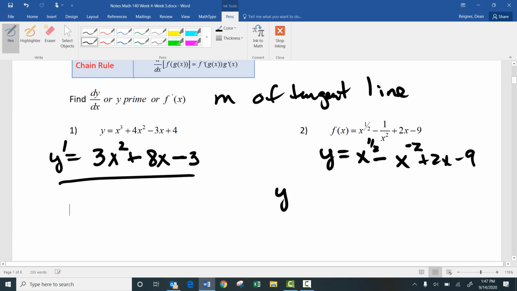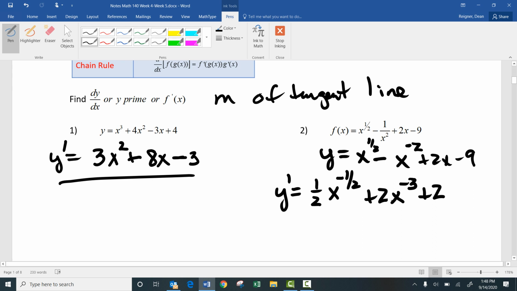Derivative of y is y prime. 1/2 times 1 is 1/2. So now you're going to subtract an exponent. 1/2 minus 1 is negative 1/2. Negative 2 times negative 1 is positive 2. You're subtracting a power. Negative 2 minus 1 is negative 3. The derivative of 2x is 2. Remember, 1 times 2 is 2, and then it goes down by 1, so it goes x to the 0. And then the derivative of any number is 0. So this is the answer.